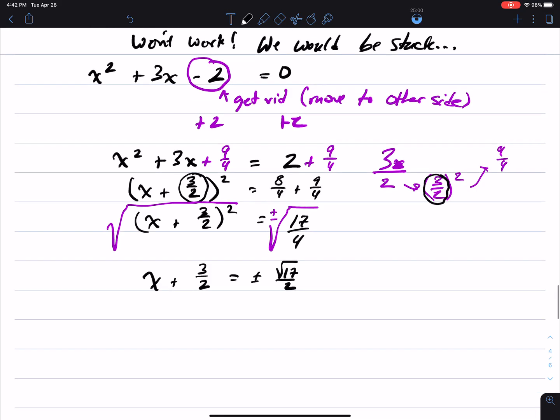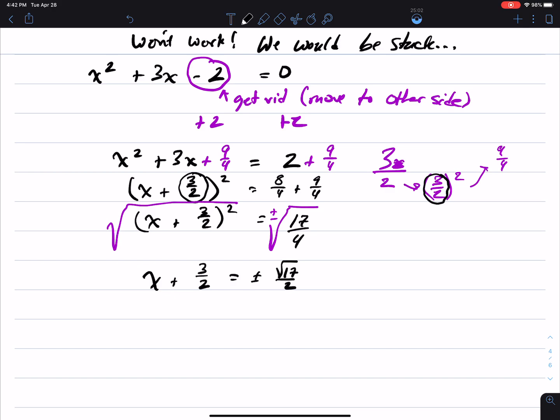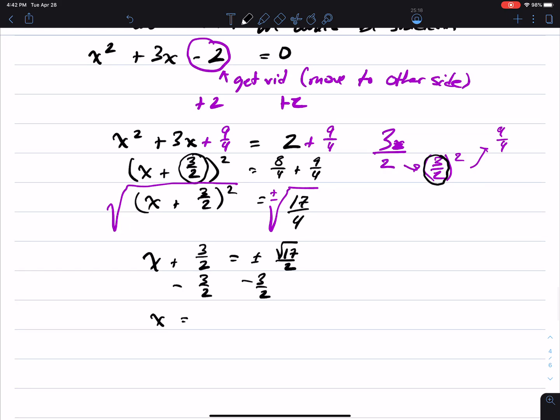Now there's only one final step that remains, and that is, since we're trying to isolate x, after all, that is what solving an equation is all about, we need to subtract 3/2 from both sides. So now this gives us, I'm going to do this in slow motion for you, negative 3/2 plus or minus root 17 over 2.